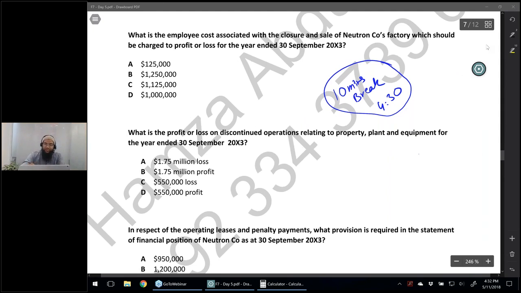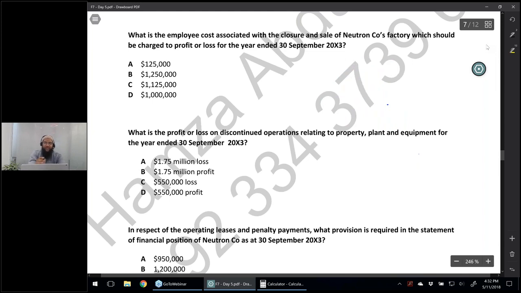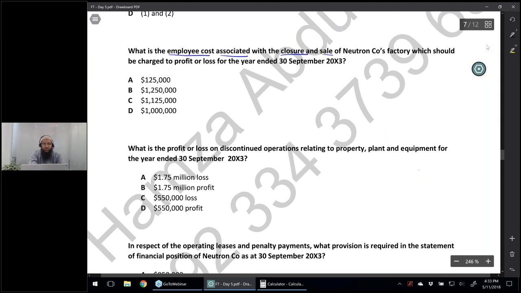Okay, everyone, let's resume the session. Now the question is saying, what is the employee cost associated with the closure and sale of Neutron Company's factory, which should be charged to profit or loss for the year ended 30th September 2023? So what is the employee cost associated with the closure? Let's go and see the scenario.